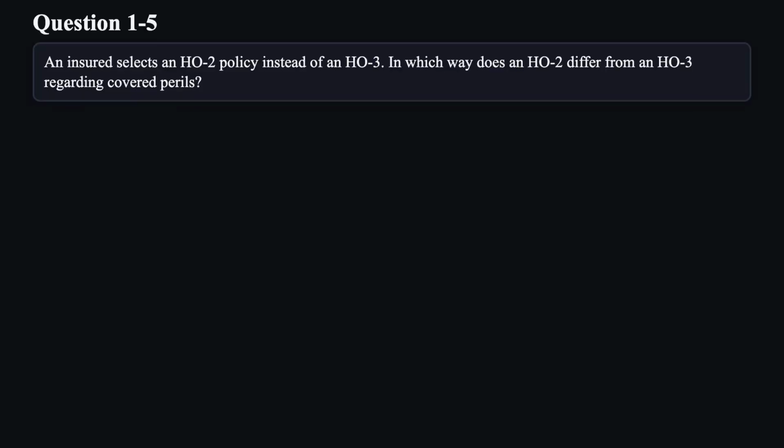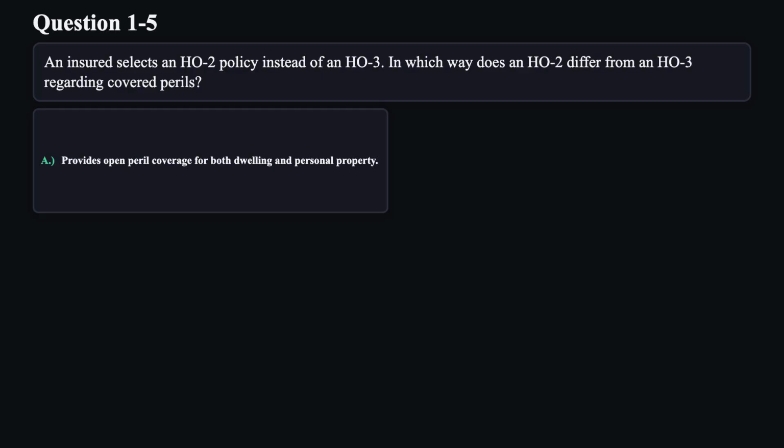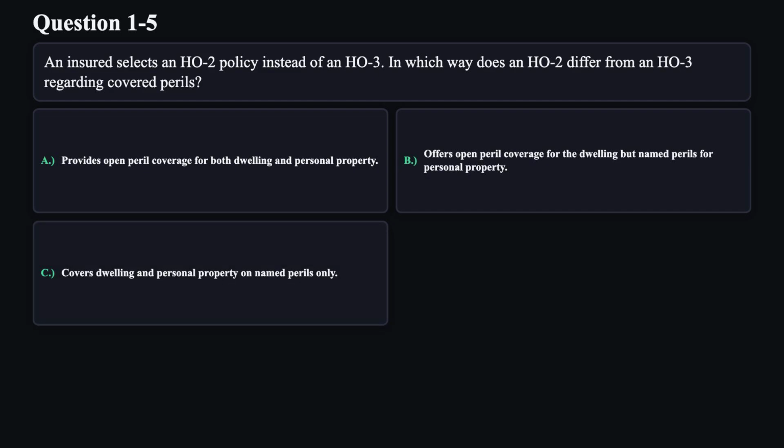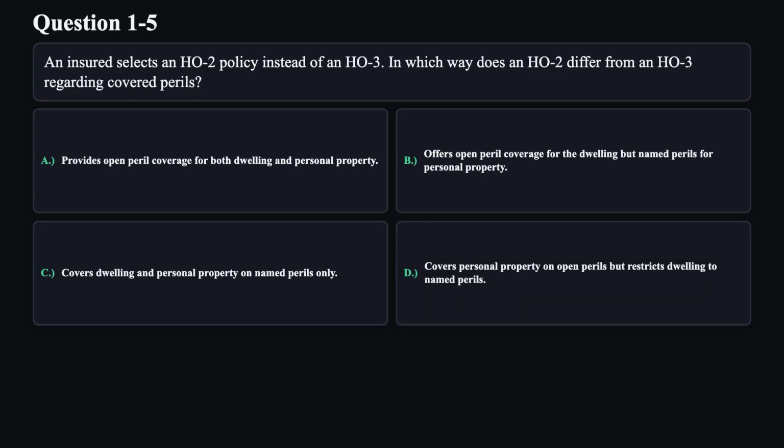Question 5. An insured selects an HO2 policy instead of an HO3. In which way does an HO2 differ from an HO3 regarding covered perils? A. Provides open peril coverage for both dwelling and personal property. B. Offers open peril coverage for the dwelling but named perils for personal property. C. Covers dwelling and personal property on named perils only. D. Covers personal property on open perils but restricts dwelling to named perils.